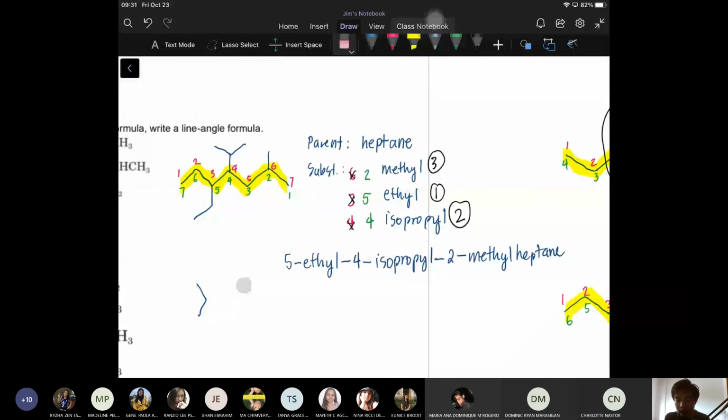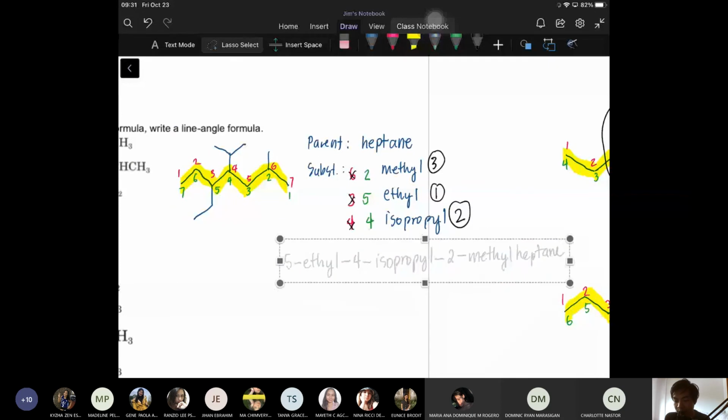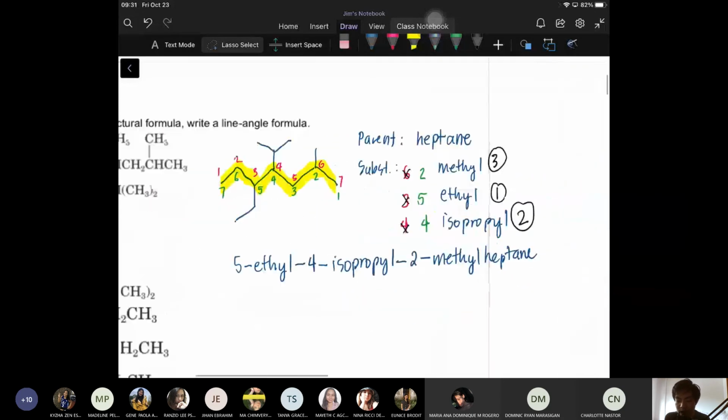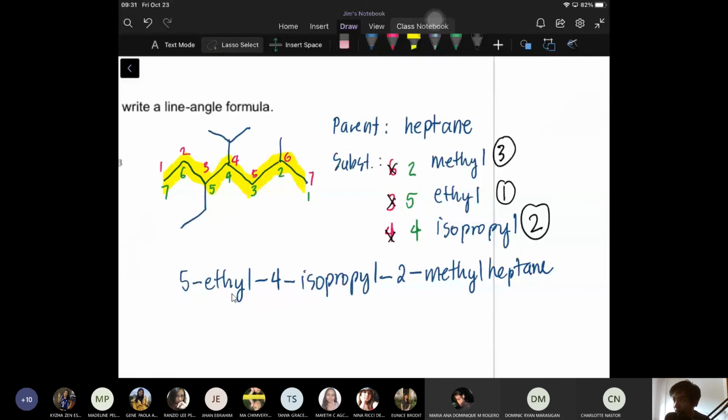Burahin ko nga muna to. Yan. Para isa lang yung nasa screenshot nyo. So its name will be 5-ethyl-4-isopropyl-2-methylheptane. So alphabetical yung arrangement, no? E, then I, then M. Okay, so ganun lang. Then lastly, your parent. Again, keep in mind, letter, number, may dashes in between, regardless kung nasa left yung letter or nasa right. Pero kapag parehas number yan, comma. Ayan, screenshot nyo na yan.